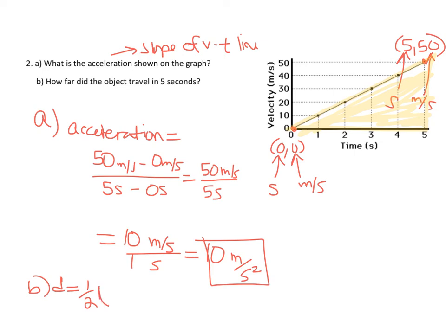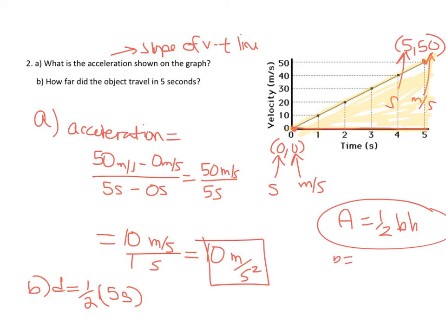So my base is going to be 5, because from 0 to 5 seconds, that's going to be 5. And I'm actually going to keep that in seconds. I keep my unit there. That's my base. I'm going to write this on the side just for those of you that don't remember that. So area is 1/2 base times height. So my base is 5 seconds.